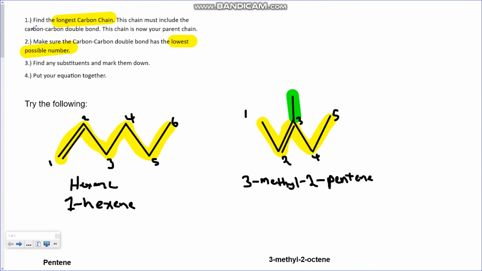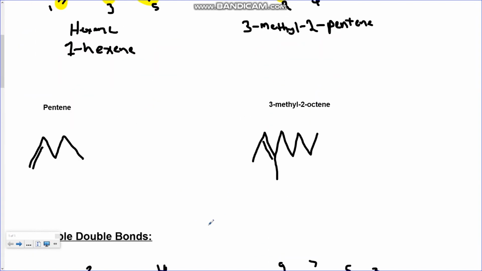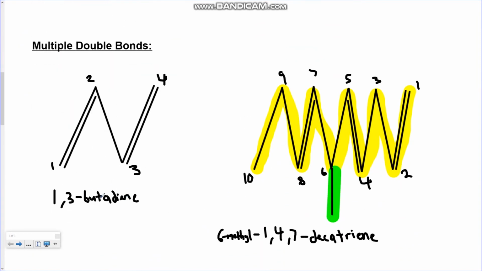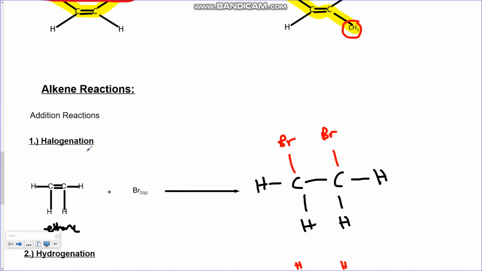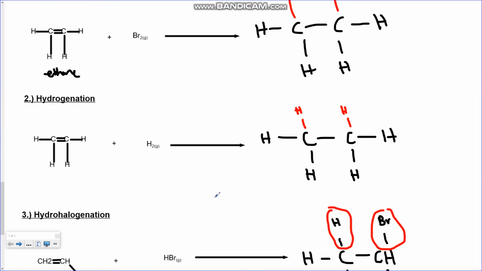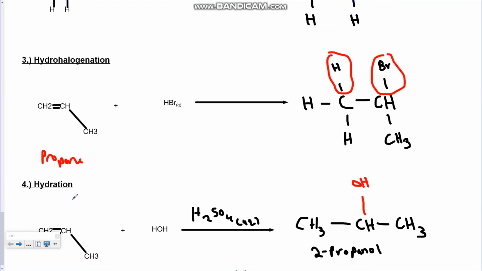Also, once again, just quickly to review. Remember, you gotta find the longest chain, give the double bond the lowest number, mark down the substituents, put your equation together. Very simple. Double bonds: once again, add in the A between the consonants. Depending on how many double bonds you have, it'll be either di, tri, or tetraene, and mark down where your double bonds are. Geometric isomers: very, very simple. Same side is cis, different sides is trans. And we have our reactions: halogenation, hydrogenation, hydrohalogenation, and hydration.